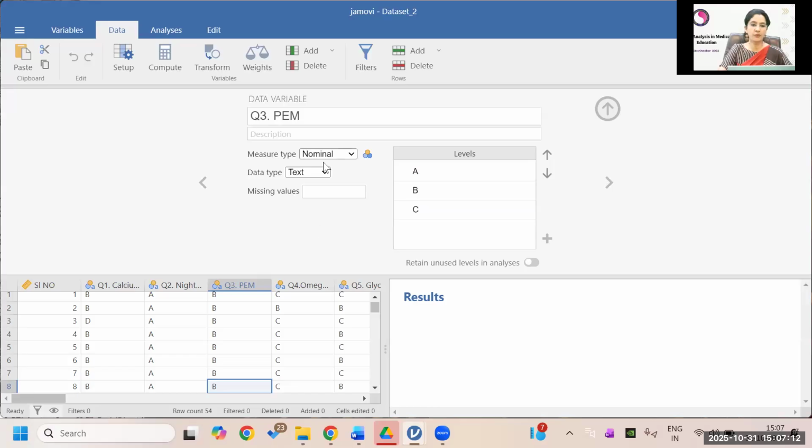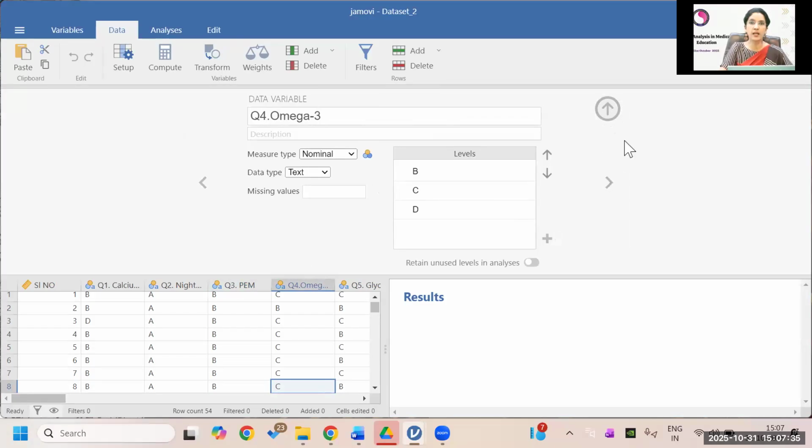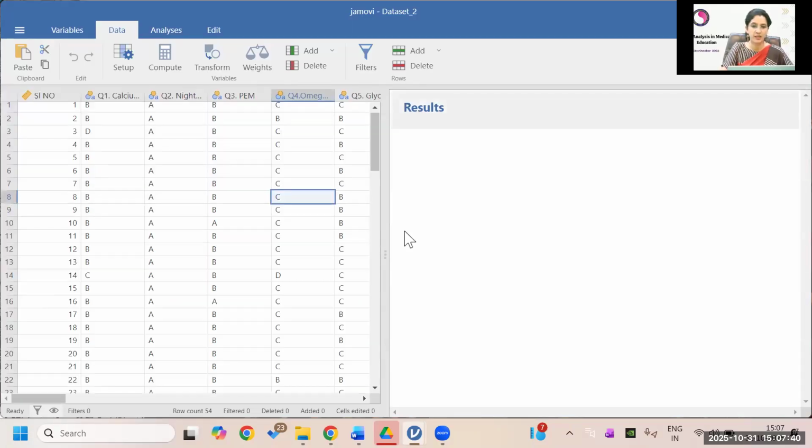In this, you have to keep the measure as nominal and the data type as text. Why the data type as text? Because the response which we are taking is in the form of A, B, C. It is not 1, 2, 3 as we do in the analysis for all the other modules. Here you have to keep it as nominal and text. This is how you can change the variable type if it is not like this. Once you do this, then you go to this IRT module.